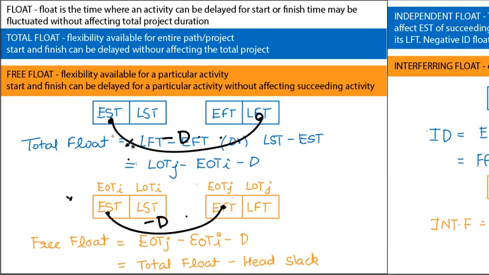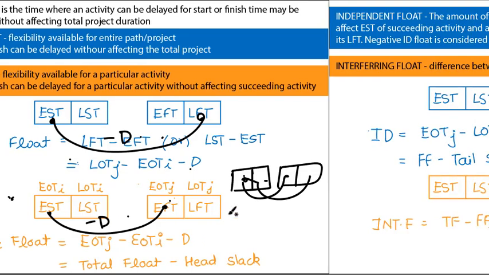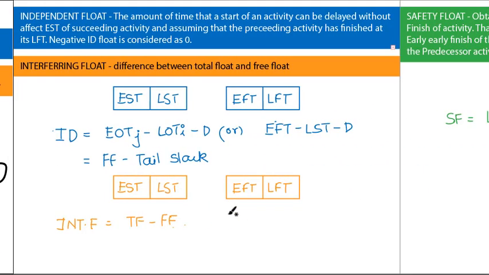Try to make these arrows. In the exam, all you have to do is draw two boxes and match the arrows. For total float it is the biggest arc, while for free float it is the one step smaller arc. Now let's talk about independent float.